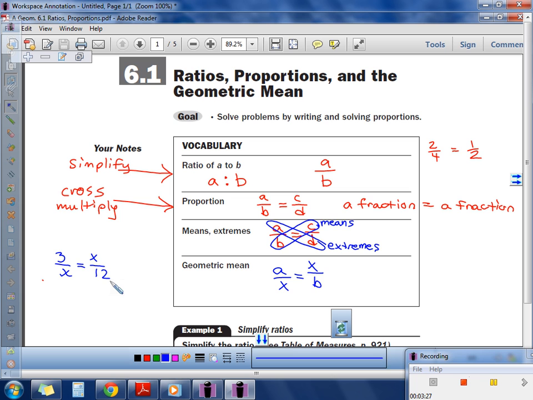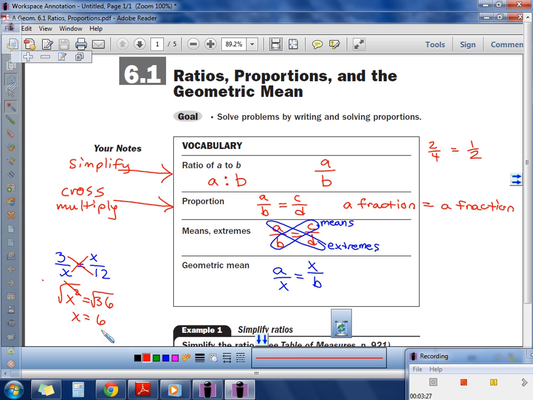Can we solve this? Yes. How do you solve a proportion? You cross multiply. So quickly, we're going to do x times x is what? It is not 2x. X squared. You do the other cross. 3 times 12 is 36. Can you solve that? Yeah, how do you get rid of squaring? We square root each side. So they cancel out. I'm just left with x. And what's the square root of 36? 6. That's how you solve a geometric mean problem.